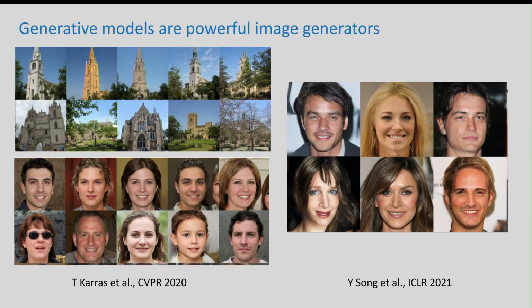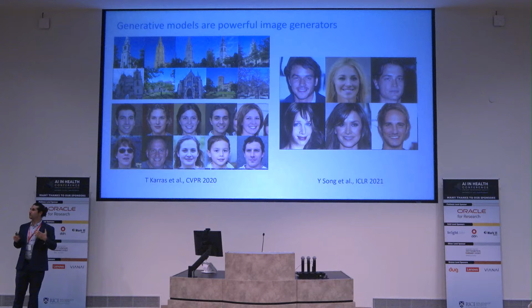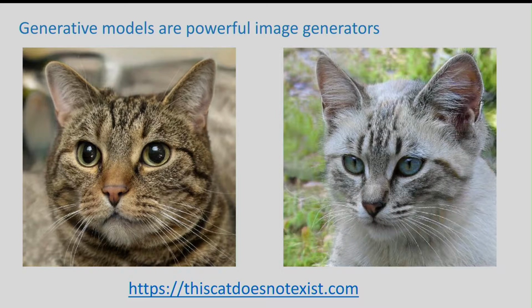So why generative models? Well, generative modeling is really powerful. These are some examples of using a generative model trained on a particular class of images and then generating new images, right? So none of these images are of real people. They're all sampled from this prior. There's a nice website you can go to, thiscatdoesnotexist.com. Every time you hit refresh, it'll show you another picture of a cat that doesn't exist.